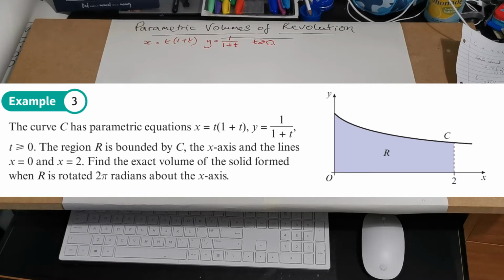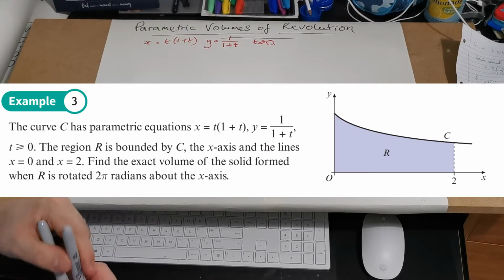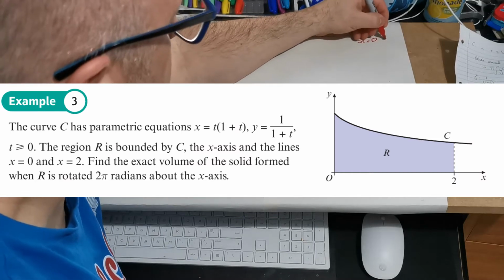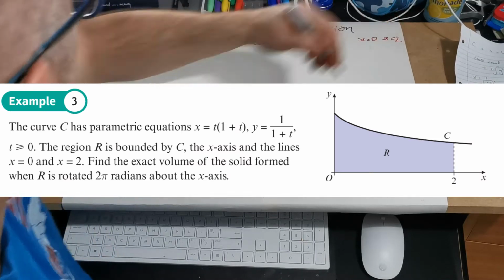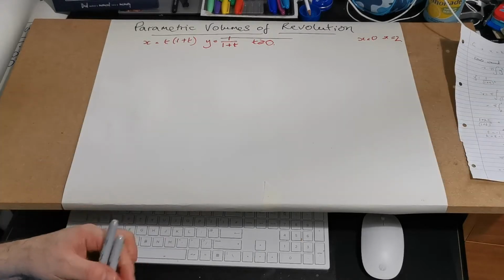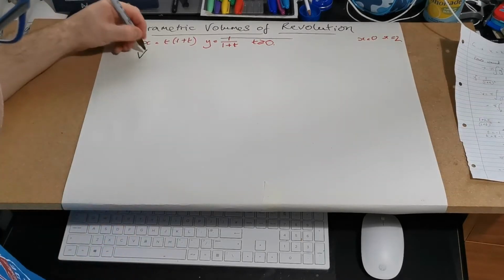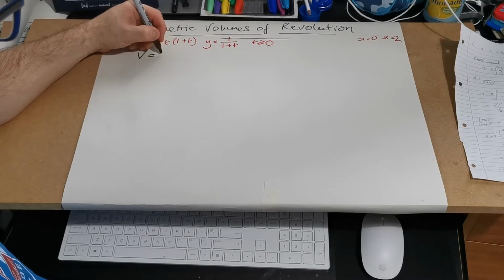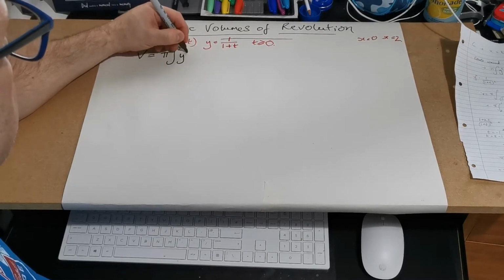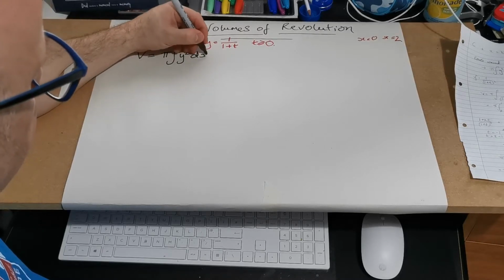Now it says the region R is bounded by C, the x-axis and the lines x equals 0 and x equals 2. I'll use them later. Find the exact volume of the solid formed when R is rotated 2 pi radians about the x-axis. So if I'm revolving around the x-axis, I would say V equals pi times the integral of y squared dx.